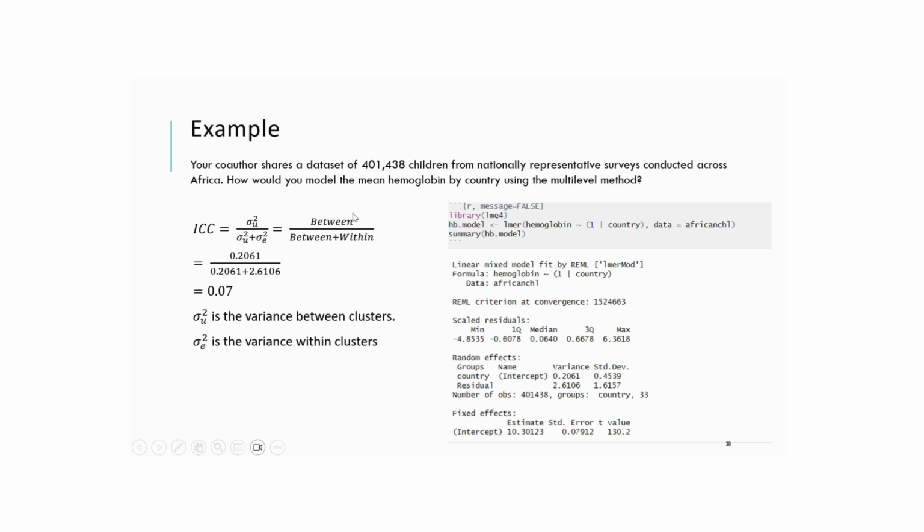So just to summarize, the ICC gives you a sense of how the clustering in your data may be impacting the results that you have, if your within and between cluster variances are large or smaller relative to one another.